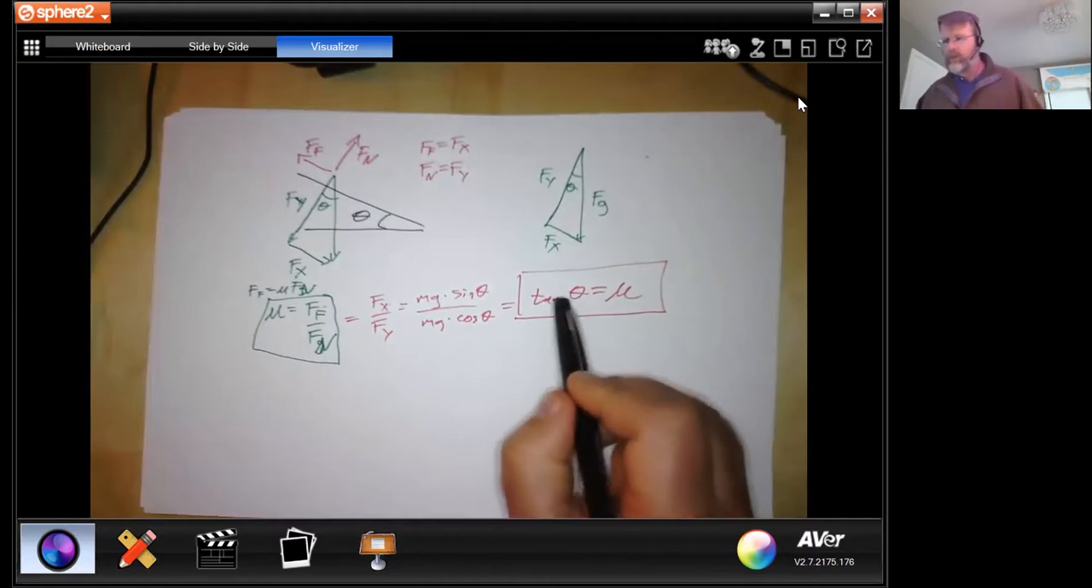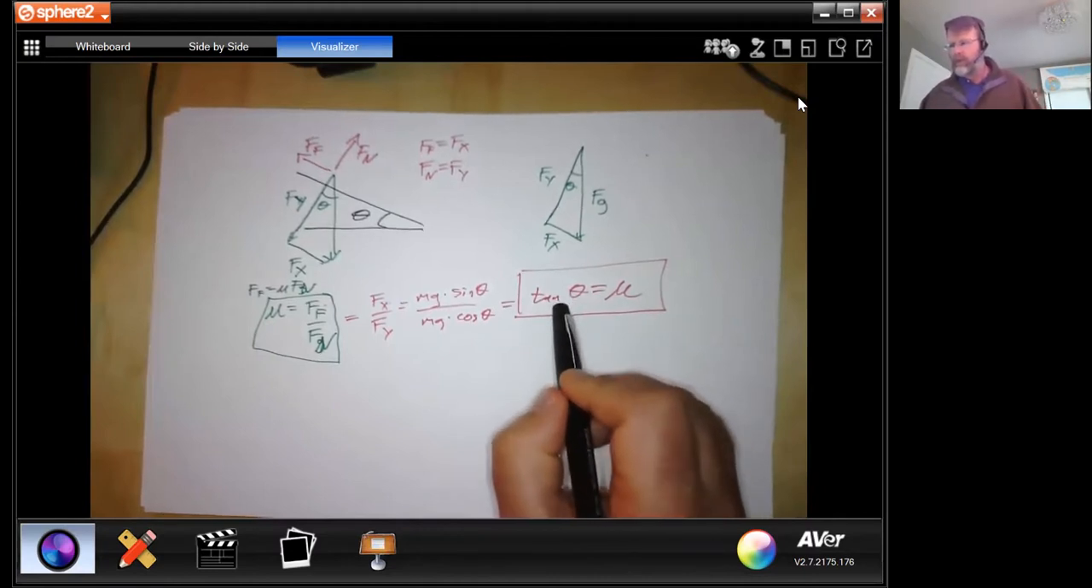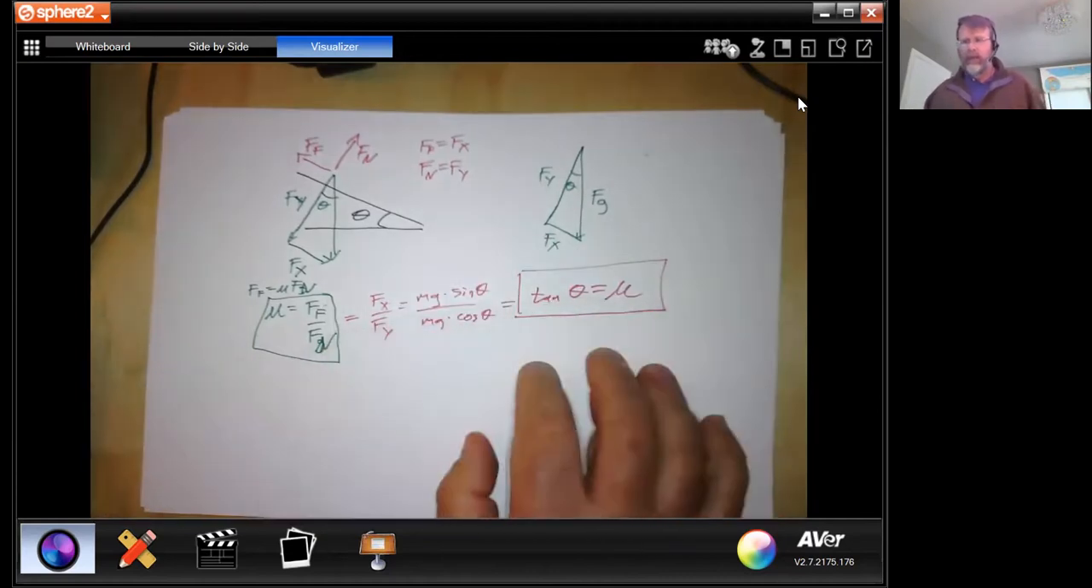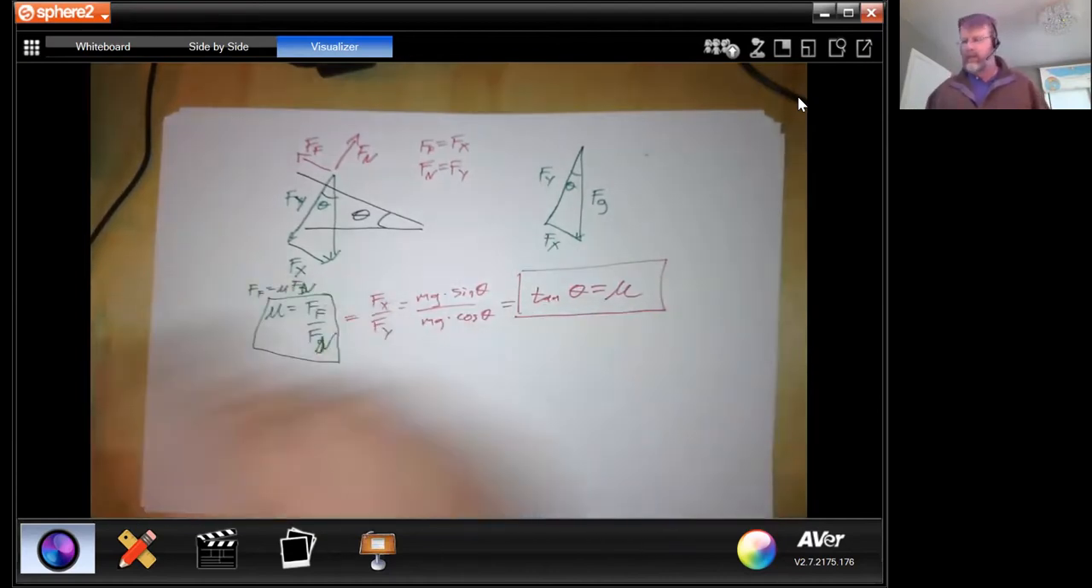But that is only true at one specific moment. Okay, so keep that in mind as you work through the lab and the test. This is only true for one point.